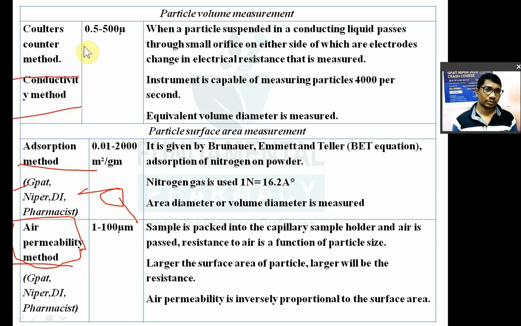Coulter counter method is also known as the conductivity method. Optical microscopy, sieving method and sedimentation method: the first three are for particle size measurement. This one is for particle size as well as volume measurement, and these two are for particle surface area measurement.